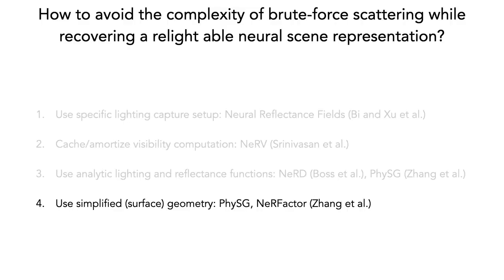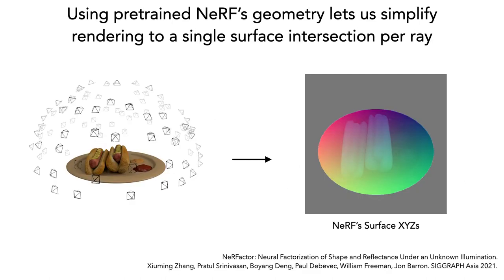Another strategy to reduce computational complexity is to reduce the number of samples required along each primary ray from the camera. This can be done by using a surface-based representation of the scene, such as a signed distance field like in PhiSG, or by simplifying volumetric geometry recovered by NeRF into a surface-like representation, as done in NeRF Factor. So NeRF Factor uses the geometry from a pre-trained NeRF to simplify the inverse rendering procedure by only considering a single surface intersection per ray.